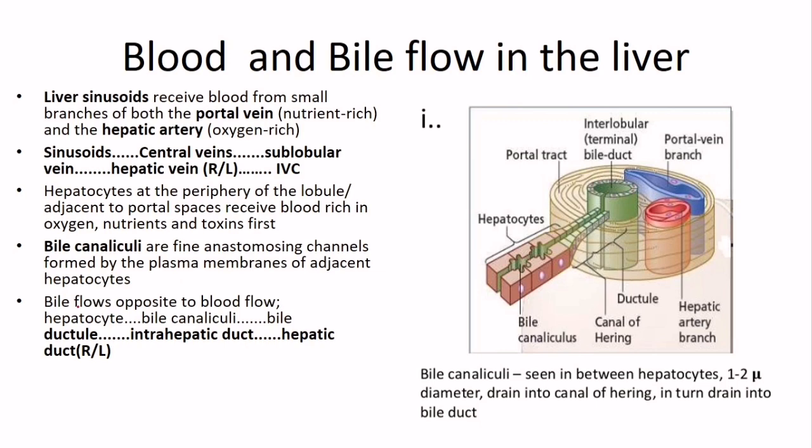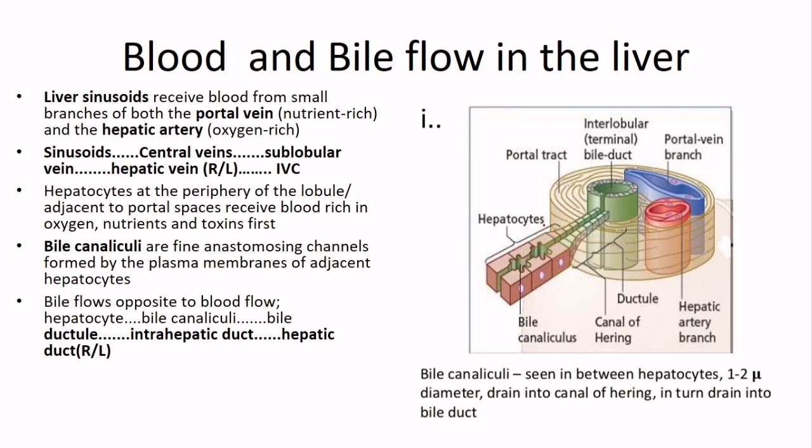So bile flows opposite to blood flow from the hepatocyte. It goes to the bile canaliculi. Remember, these are between the hepatocytes, and from the bile canaliculi it goes to the bile ductule. The bile duct, remember, is located in the portal tract, and from the bile duct you go to the intrahepatic duct, and from there to the hepatic duct, the right or the left hepatic duct.